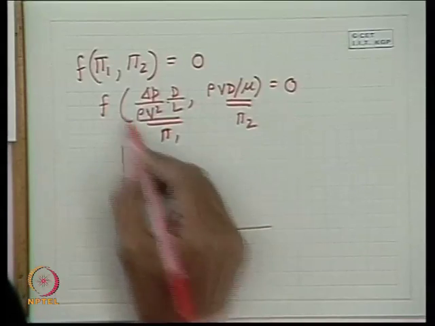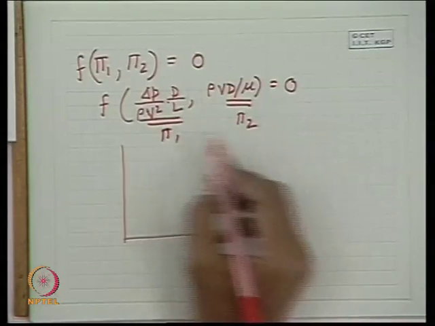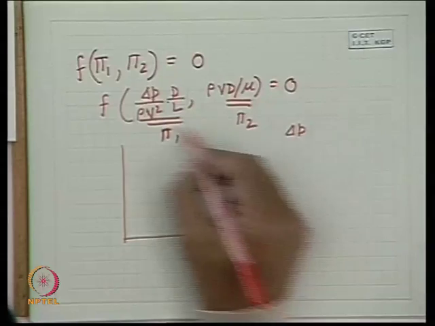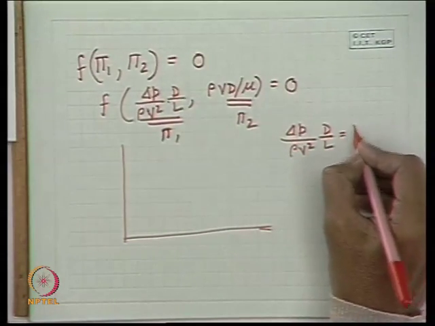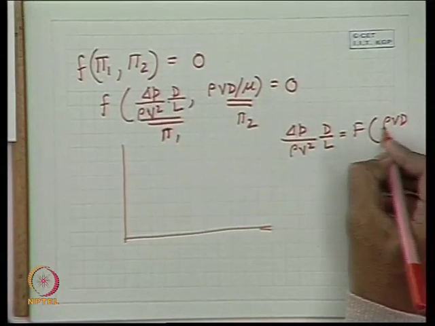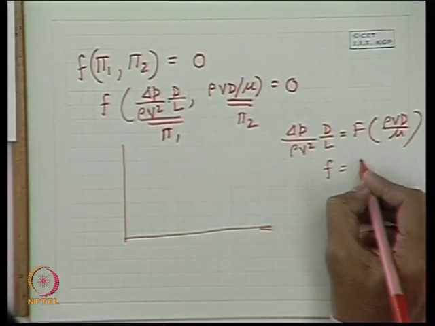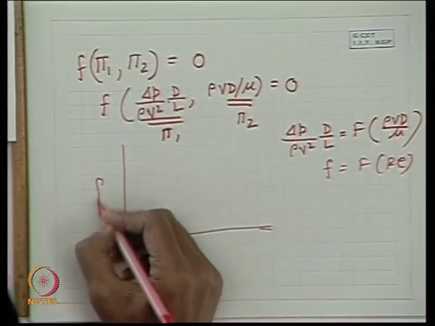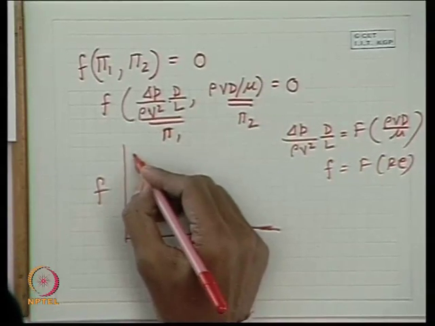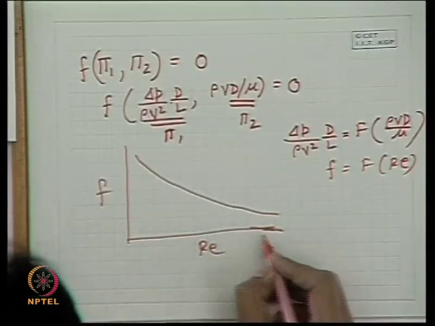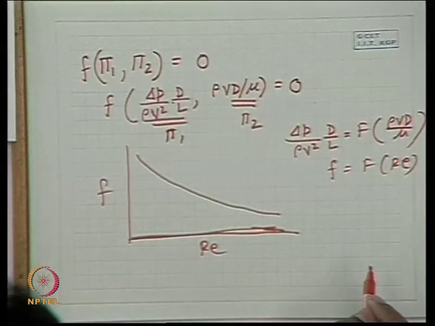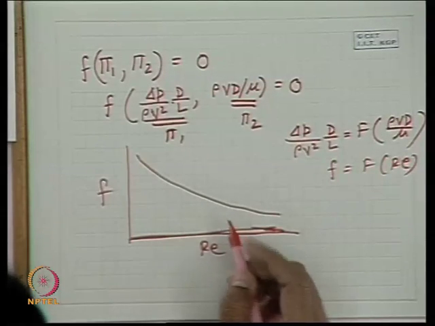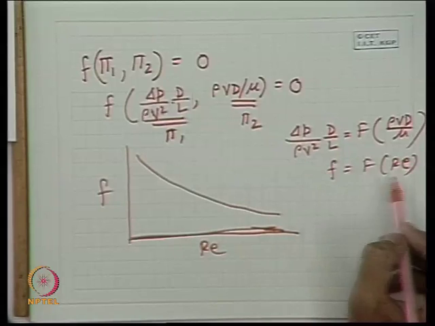And another very important thing is that we can immediately show that this functional relationship can be expressed as: d by L is a function of rho v d by mu. That means friction factor is a function of Reynolds number. That means we can express by a single curve for a particular problem, for example laminar flow, or both laminar and turbulent flow combined, with the flow in a smooth pipe. So, the relationship between friction factor and Reynolds number. Now, this relationship shows the variation of friction factor with Reynolds number.